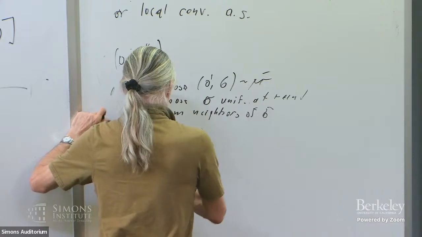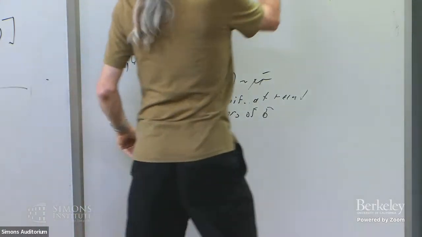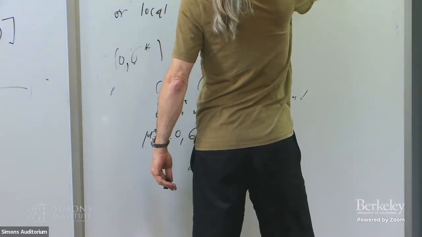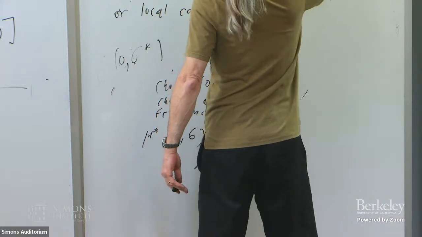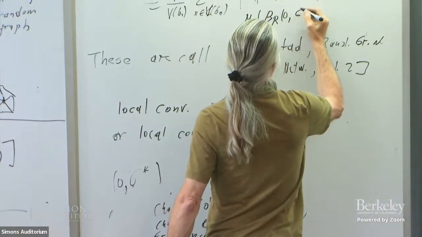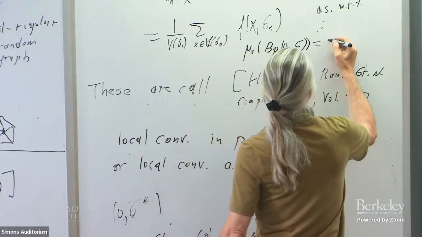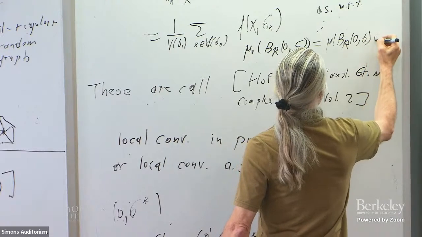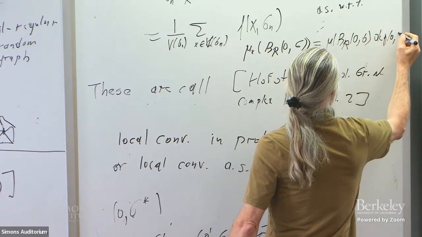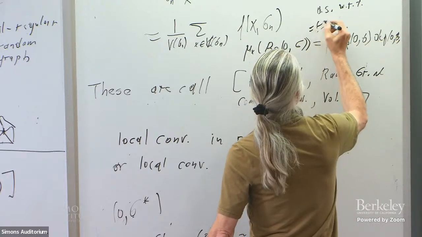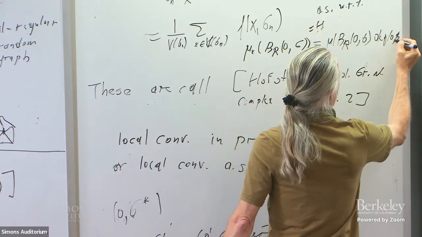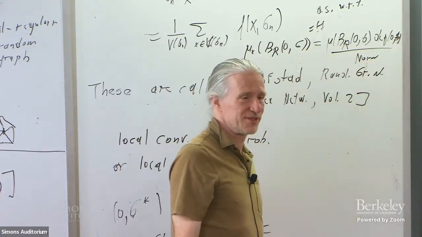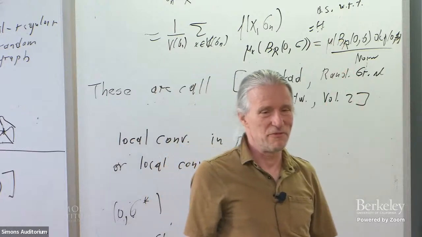And the claim is mu star of, let's say, I want to look at some ball of radius r around the origin in my graph. Okay, so this is equal to mu of B_R of sigma G, being equal to some graph H, times the degree of the root in H, normalized. Okay, so that's a very, yes?